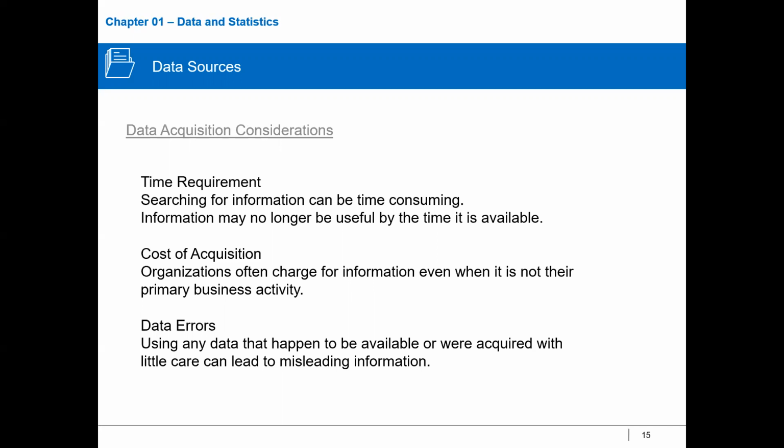Cost of acquisition. How much does the data cost? Do I have to go external? Do I have to purchase this data externally or is it internal? How much cost? How much time? Time is another cost. Time is money. And then we have data errors and data integrity. Make sure we get the right information: accuracy, quality, integrity. The correct information. We don't want to present misleading information. We'll talk about misleading information in a later chapter.